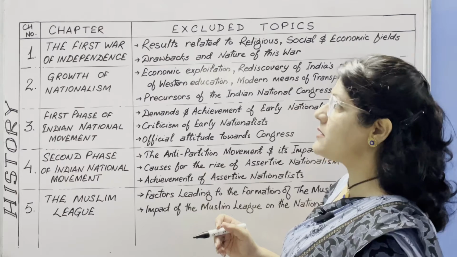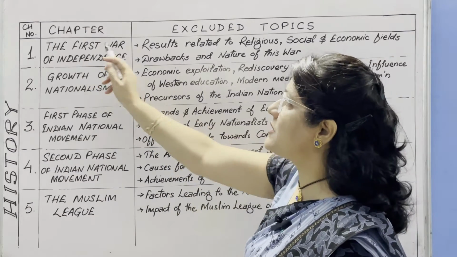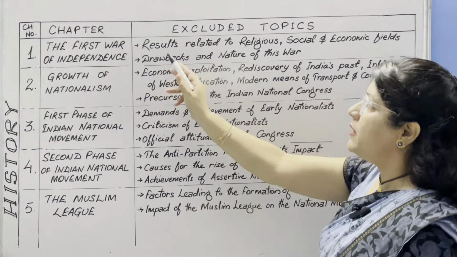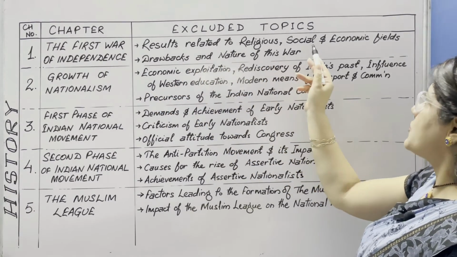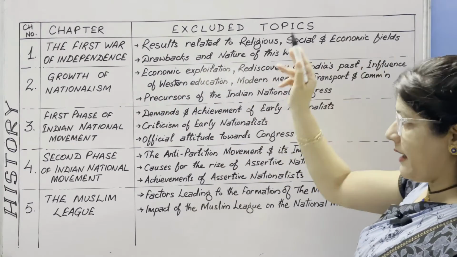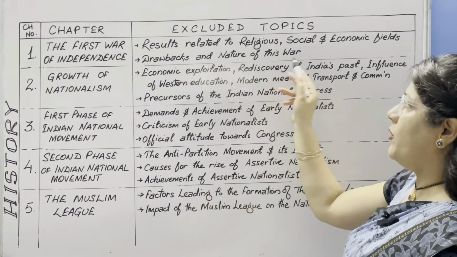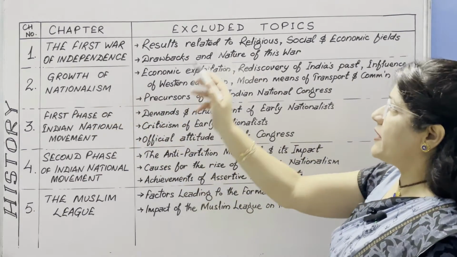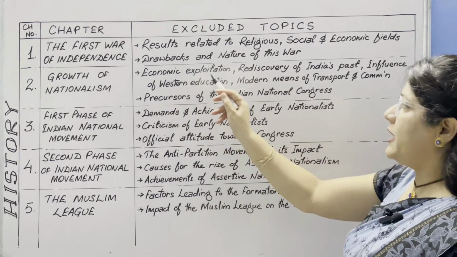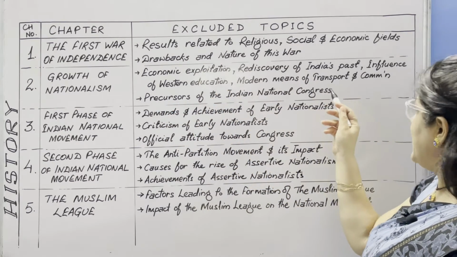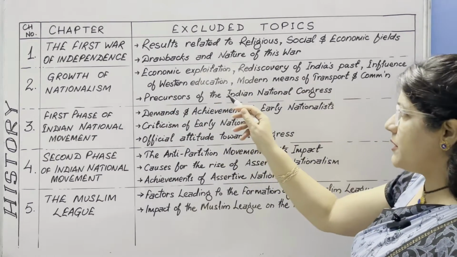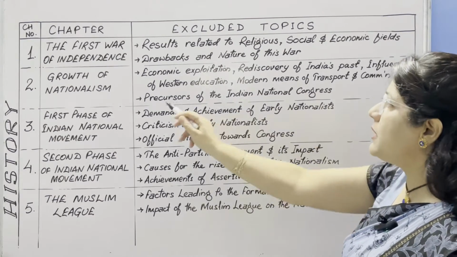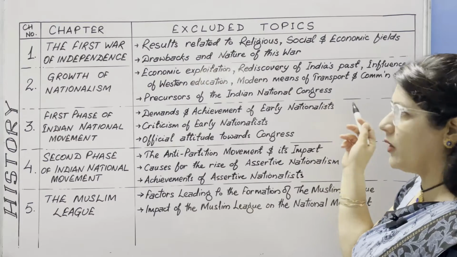And chapters under this unit are, first chapter is First War of Independence, and excluded topics from this chapter are results related to religious, social and economic fields, and drawbacks and nature of this war. Second chapter is growth of nationalism, and excluded topics are economic exploitation, rediscovery of India's past, influence of Western education, modern means of transport and communication, and precursors of the Indian National Congress.